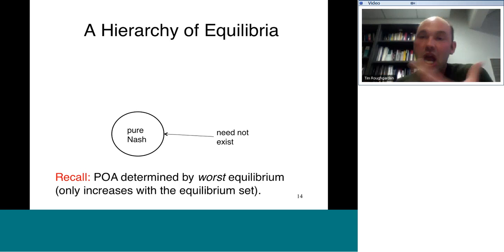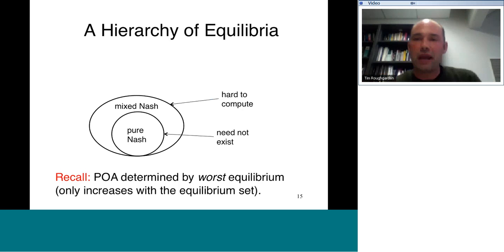We can fatten the set to allow players to randomize, and we pick up all of the mixed Nash equilibria. As I said, this set's guaranteed to be non-empty, so that's good. But there's an intractability critique. So it's unclear what it means to prove approximation bounds only on equilibrium outcomes that we don't know how to find in a computationally efficient way.